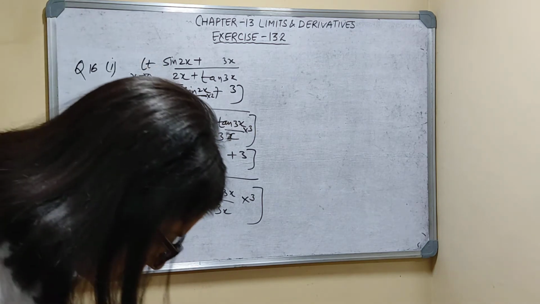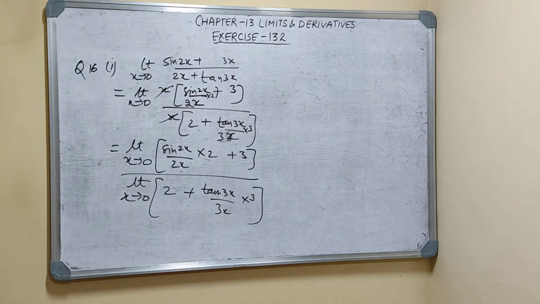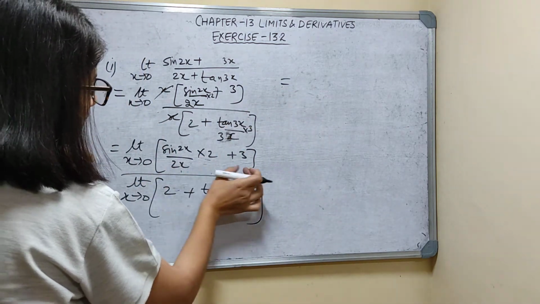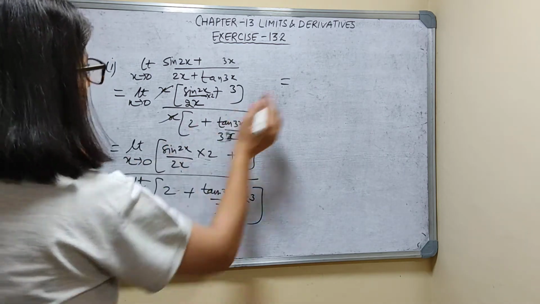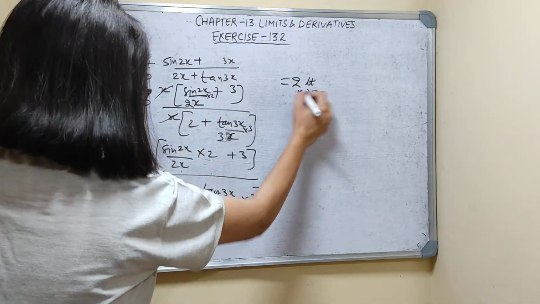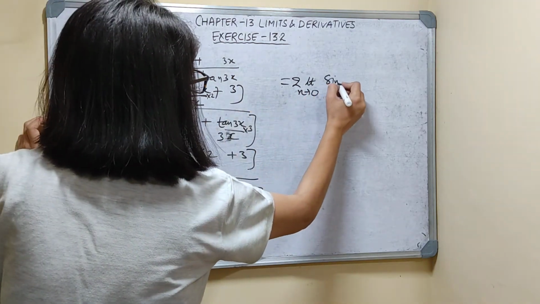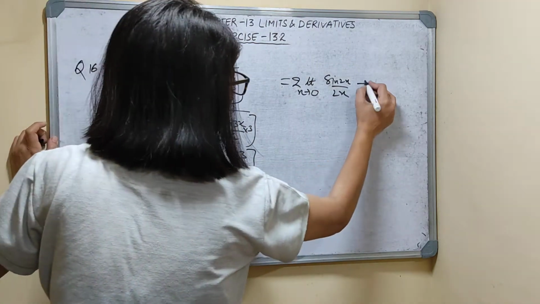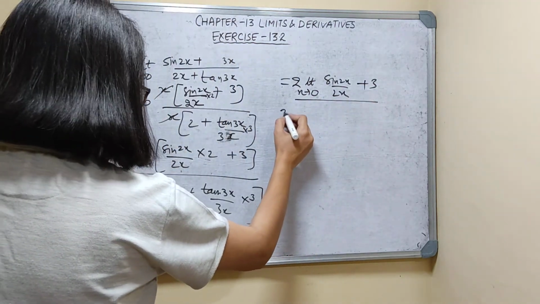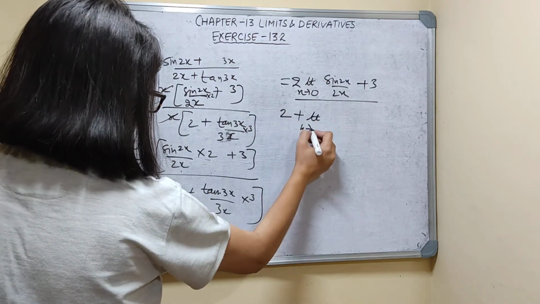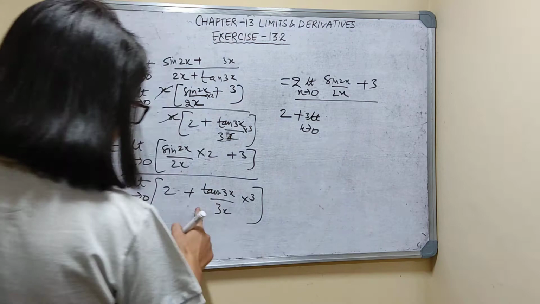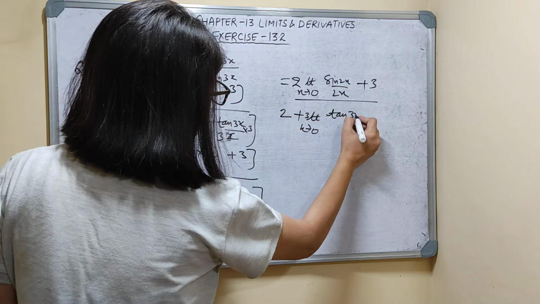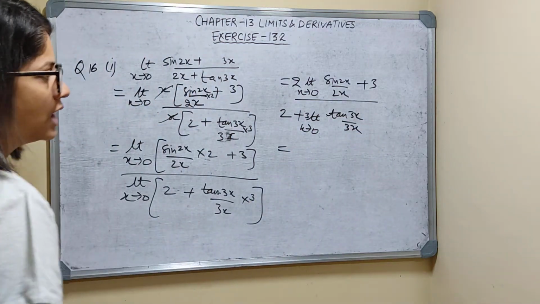So I can write limit x tends to 0, this plus this. So 2 will come out. Limit x tends to 0, sin 2x by 2x plus 3. So limit x tends to 0, 3 only, upon 2 is 2 only plus limit x tends to 0. The 3 is outside, 2 plus this 3 will come out. Limit x tends to 0, tan 3x upon this. I have to make formulas. I have to set it in a formula.